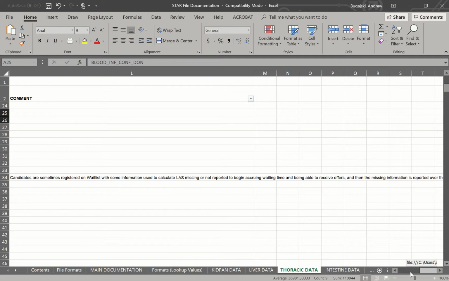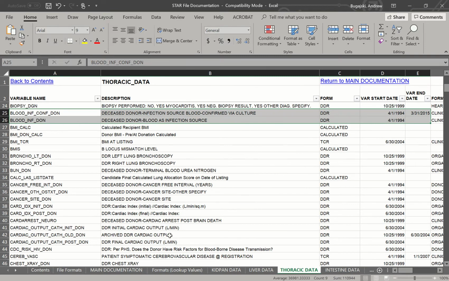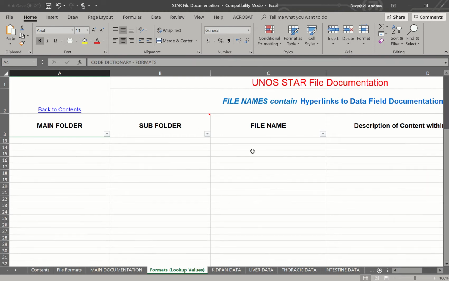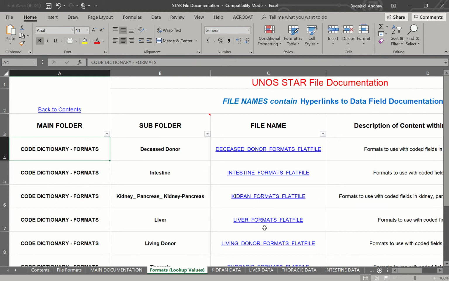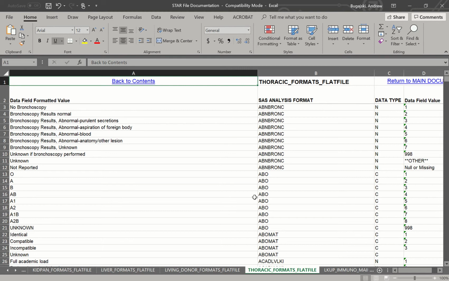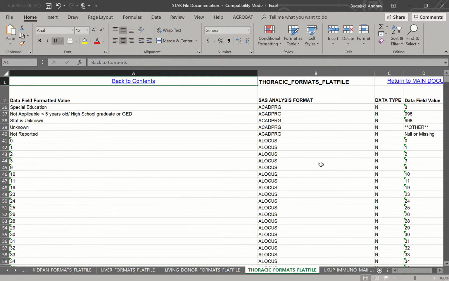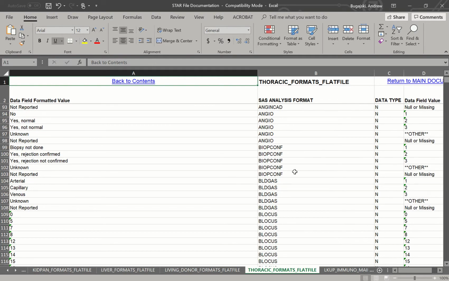There's no comments on it, so what the heck does it mean? I happen to know that this lookup value here tells us a lot. These are what are called flat files. They'll tell us a whole lot. So we go to the flat file, and then all of a sudden, this is data field formatted value and SAS analysis format. It actually does not tell us the name anymore. We have no clue what this means.